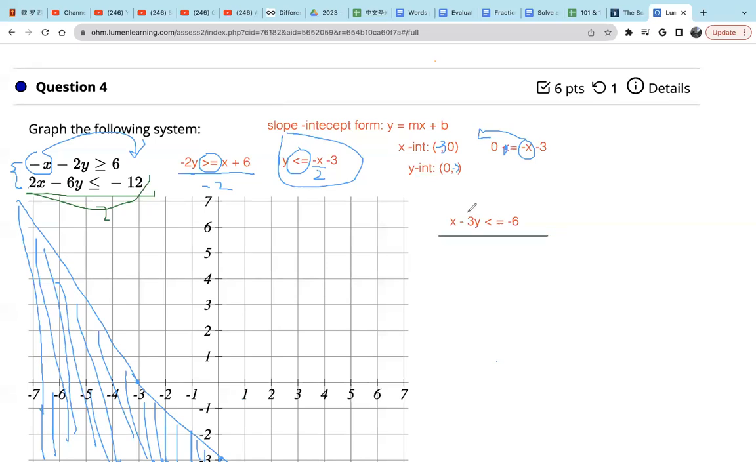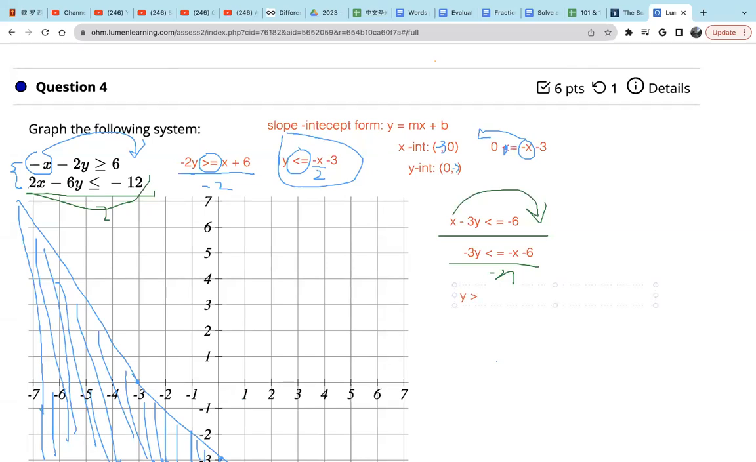Now, I need to solve for y, so I move x to the other side. I get -3y less than or equal to -x. Positive x moved to the other side becomes -6. Then I divide everybody by -3. Divide everybody by -3, I get y.